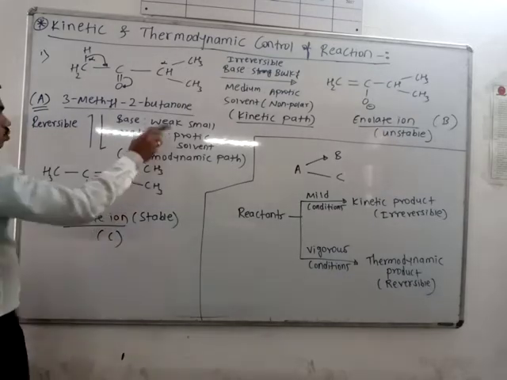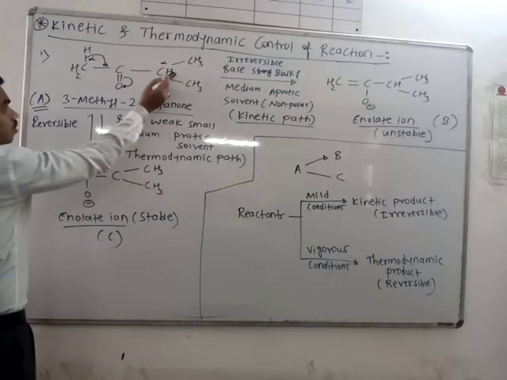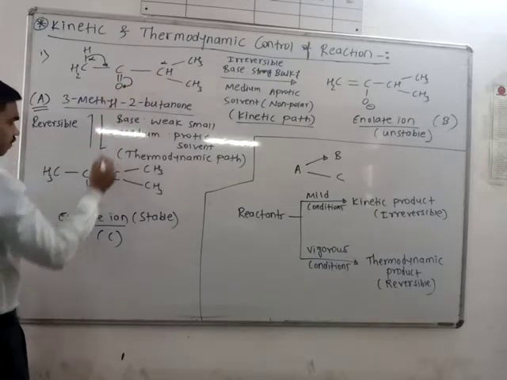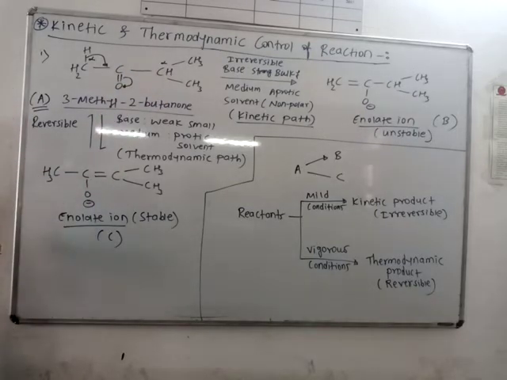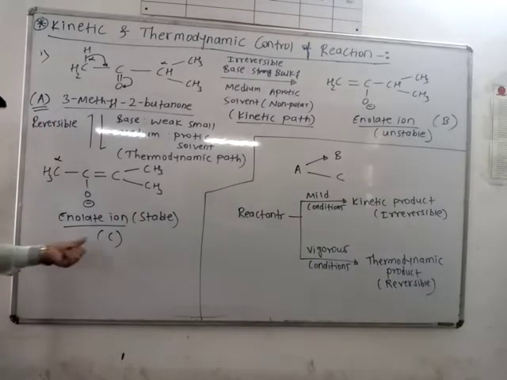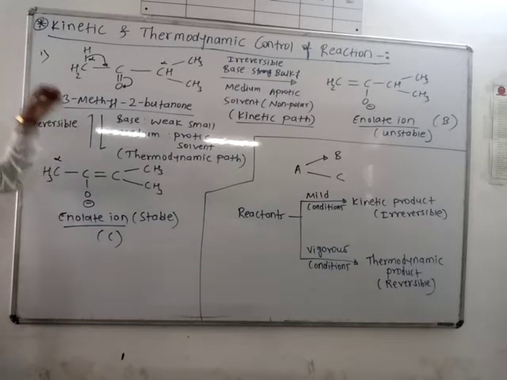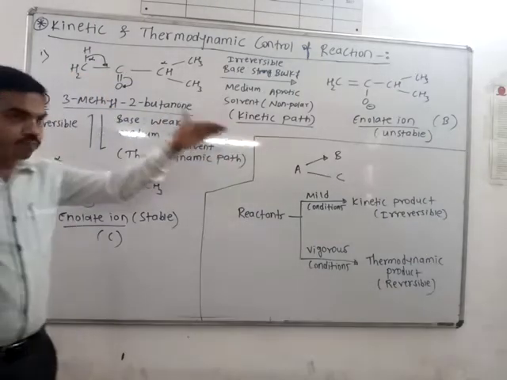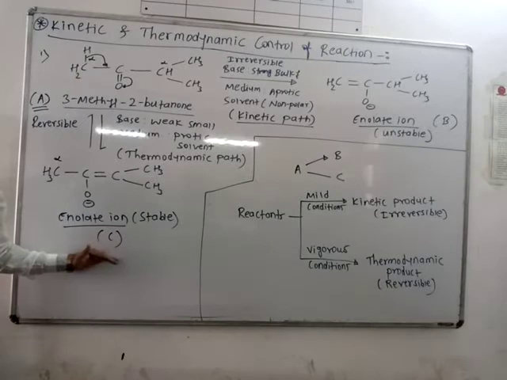Due to the small base, it will now abstract this proton, the alpha hydrogen atoms, and this bond shifts here and the pi bond shifts here. So an enolate ion is also formed here, but this enolate ion is stable, and this is product C. That means from reactant A you will get B and you will also get C.